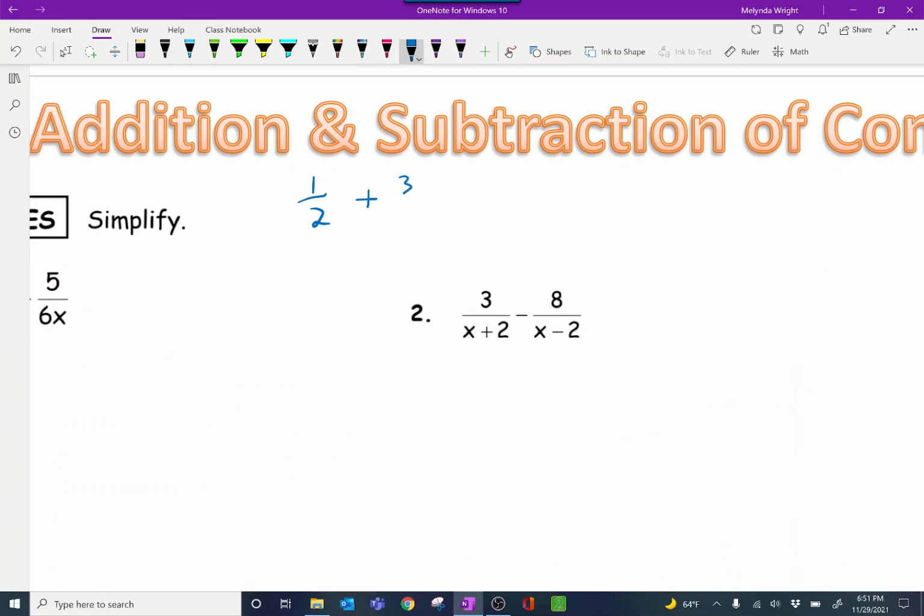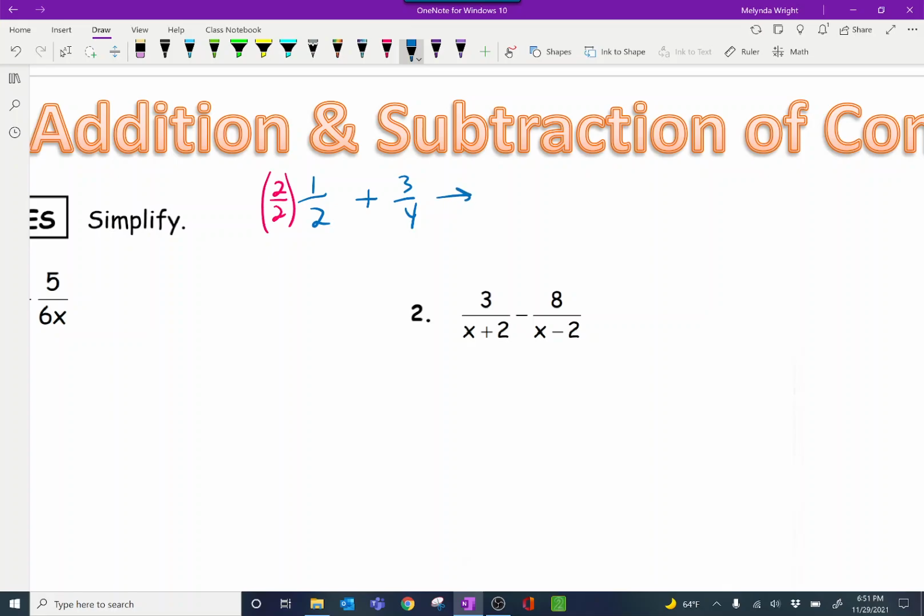plus 3/4, we remember that we have to find a common denominator. In this case, our common denominator would be 4. So I would multiply, because of course we can only multiply by the number 1, I would multiply by 2/2 on this first fraction so I can get the denominators to match. Okay, hopefully we remember that.